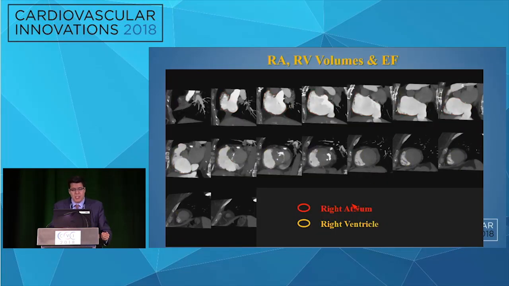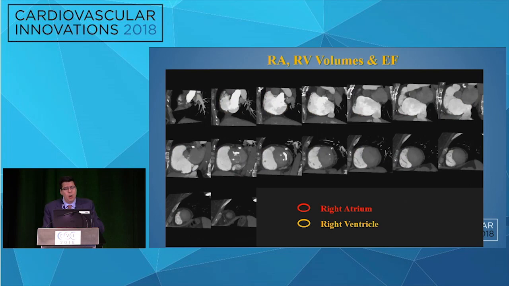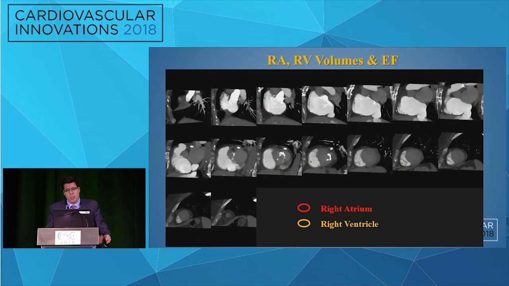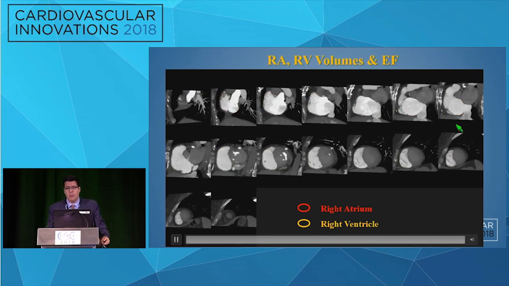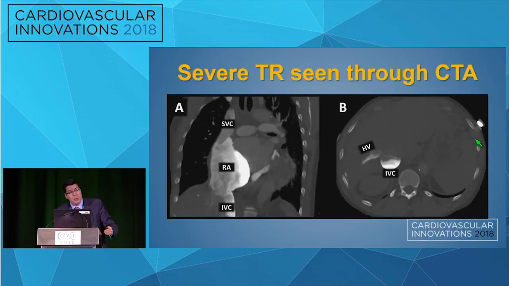And sometimes we even see contrast refluxing all the way into the hepatic veins, which is another sign of significant tricuspid regurgitation, as you can see here. And with that, we can do the segmentation as well and calculate ejection fraction and so on and so forth.